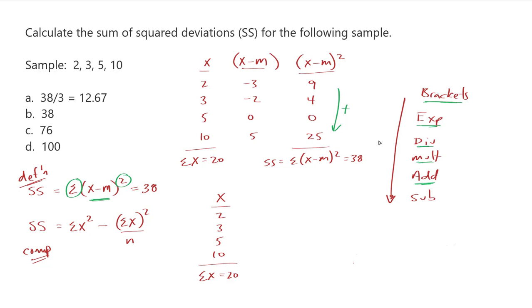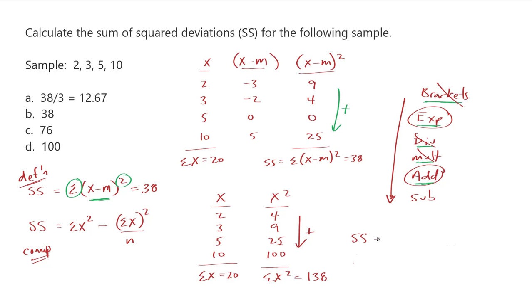And there I have to, first of all, do any brackets, but there are no brackets. I do have an exponent. I'm going to take each x and raise it to the power of 2. So 2 squared is 4, 3 squared is 9, 5 squared is 25, and 10 squared is 100. Now that I've dealt with my exponents, and I don't have division or multiplication, I'm going to add up my results, because the summation sign means addition. And that will give me my sum of x squared. So 4 plus 9 is 13, plus 25 makes 38, plus 100 gives me 138.